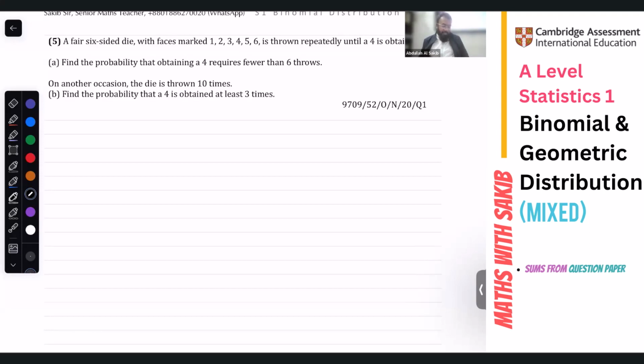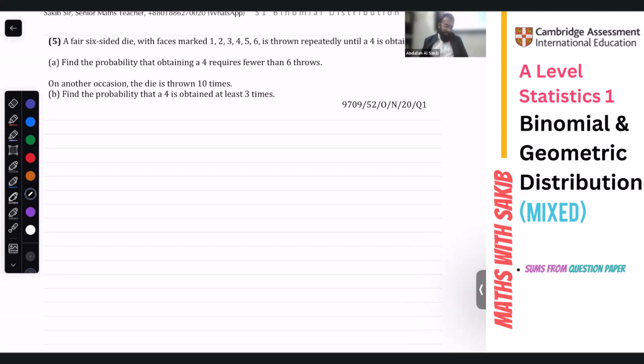A fair six-sided die with faces 1, 2, 3, 4, 5, 6 is thrown repeatedly until a 4 is obtained. Same math, geometric distribution. Find the probability that obtaining a 4 requires fewer than 6 throws. That means X is less than 6, so we're going to find X less than or equal to 5. That will be 1 minus q to the power 5.